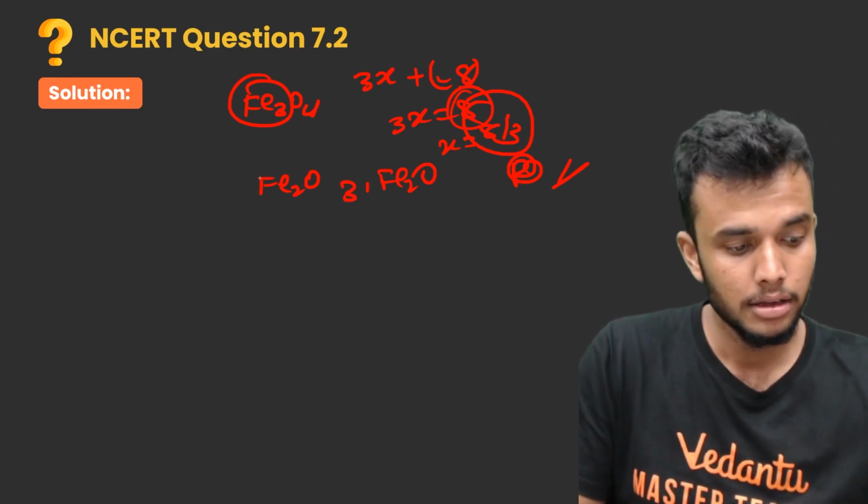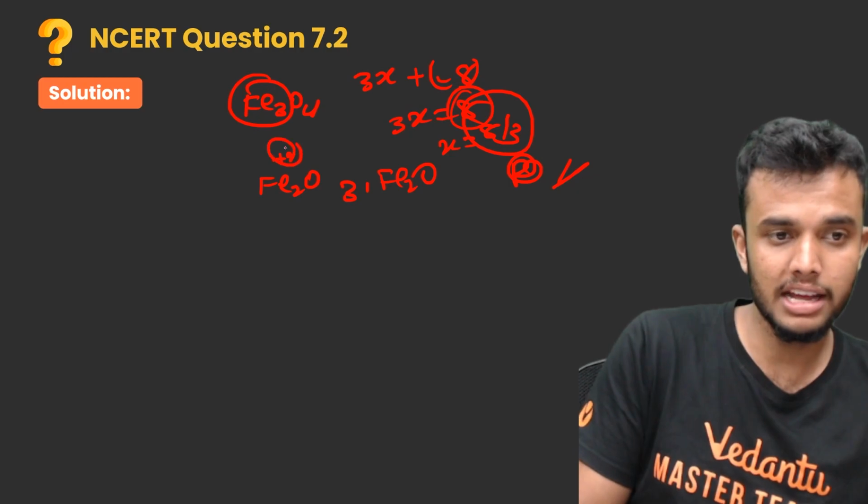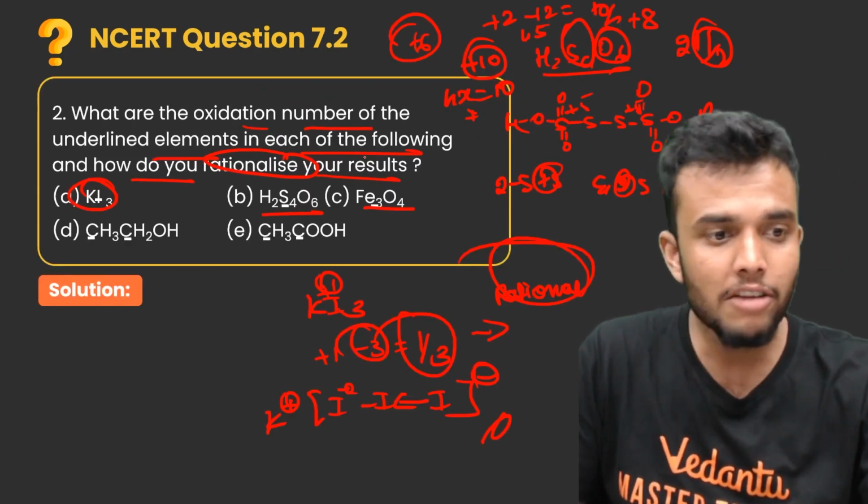That's why it has become here plus 2 and here plus 3. Okay, I hope it's clear. Next, let's move to the next one.